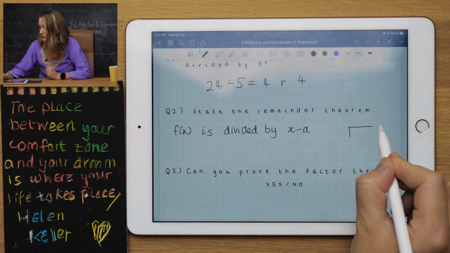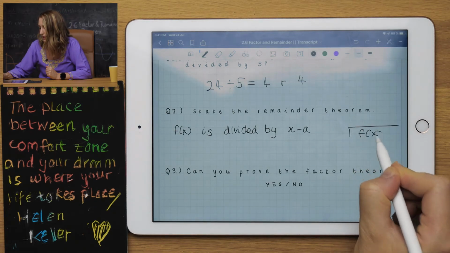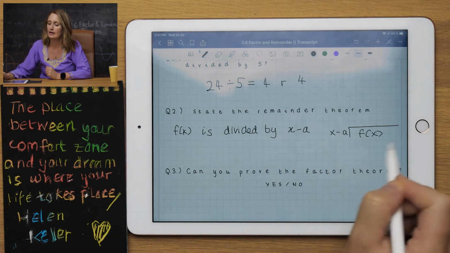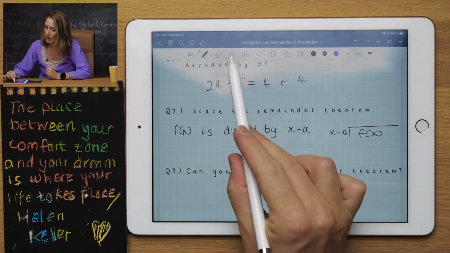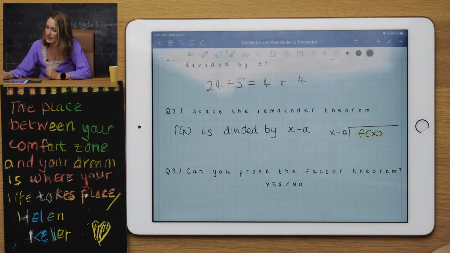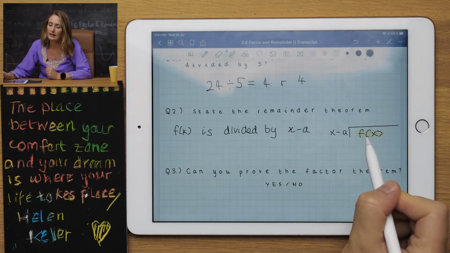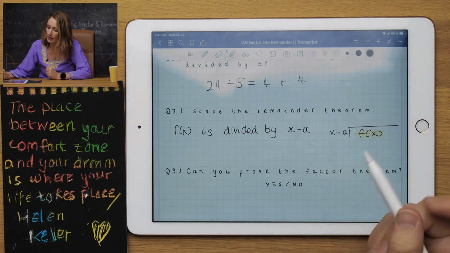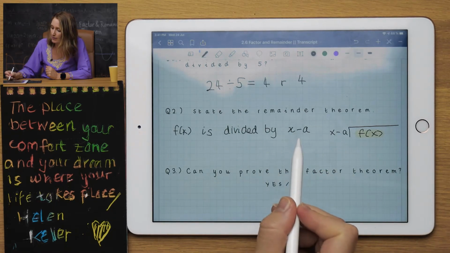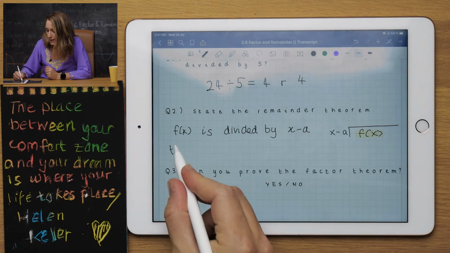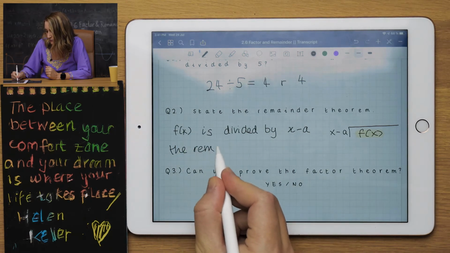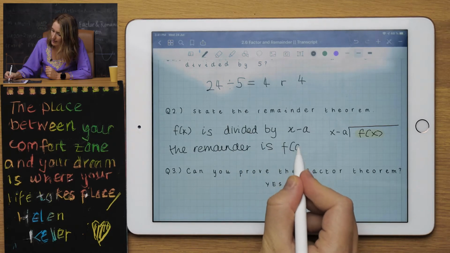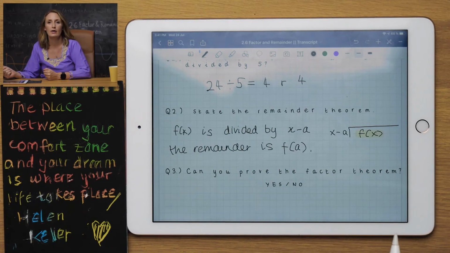We've done a lot of long division where we've put a polynomial here and we've put x minus a, or we've put a factor here and we've done the long division. So f of x in this case is what we're dividing, and x minus a is what we're dividing it by, okay? So when f of x is divided by x minus a, the remainder is f of a.